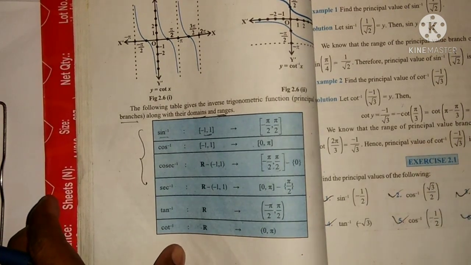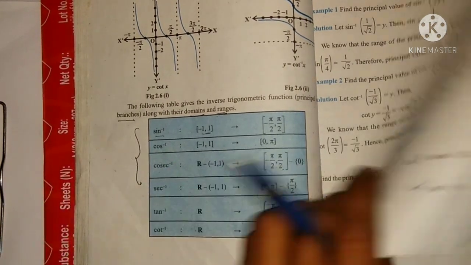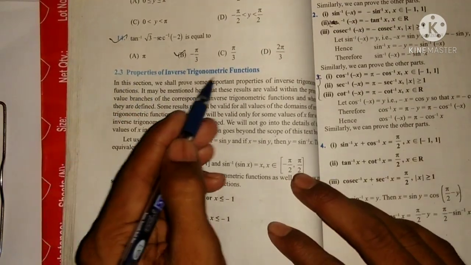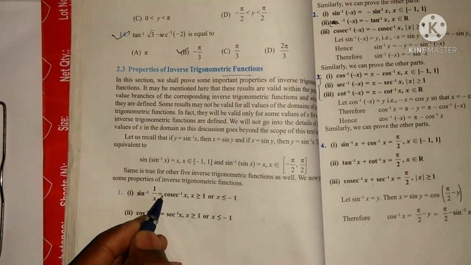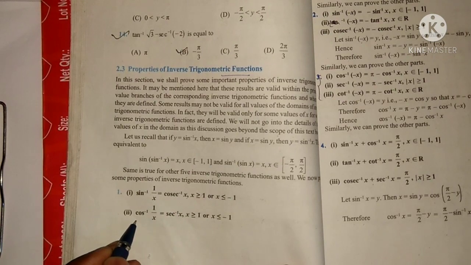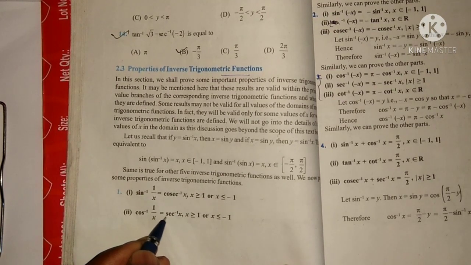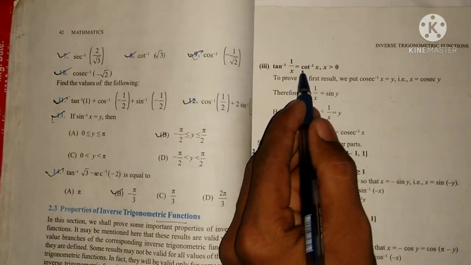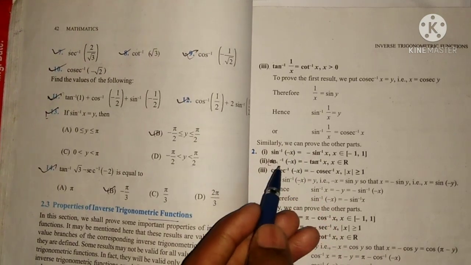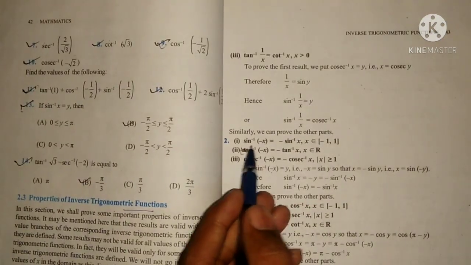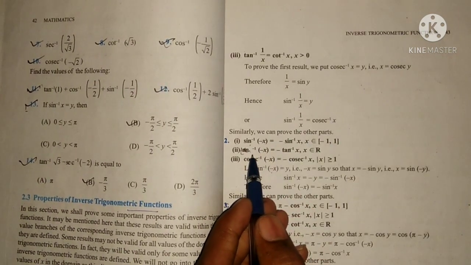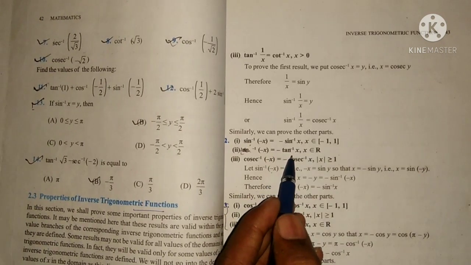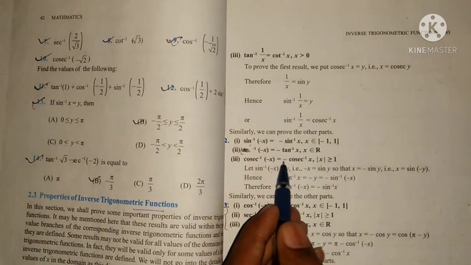The next topic is the properties of inverse trigonometric functions. First, sine inverse 1 by x becomes cosec inverse x, cosec inverse 1 by x is equal to sine inverse x, sec inverse 1 by x is equal to cos inverse x, and tan inverse 1 by x is equal to cot inverse x. Then sine inverse of minus x is equal to minus sine inverse x, tan inverse of minus x is equal to minus tan inverse x, and cosec inverse of minus x is equal to minus cosec inverse x.